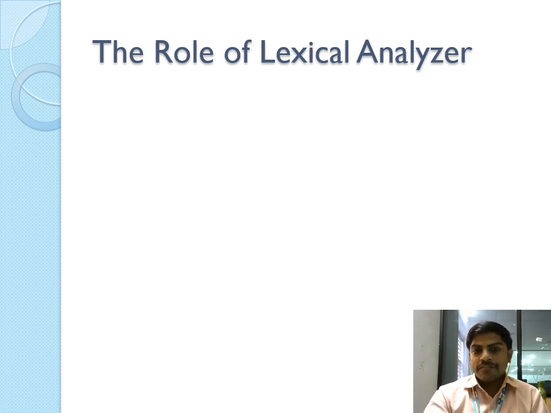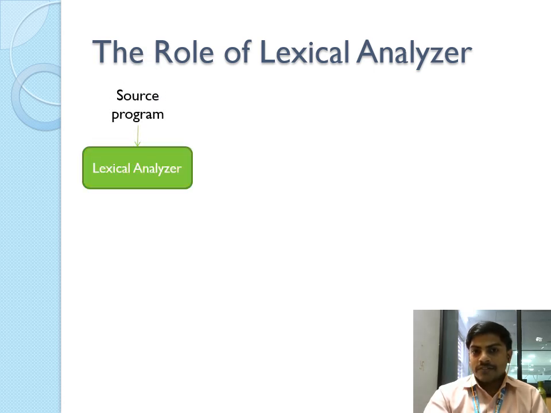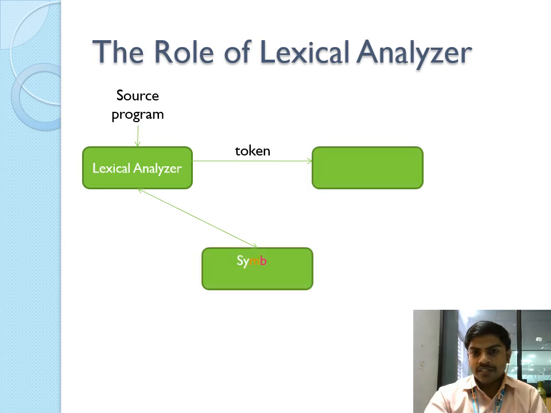Let us get it from the phases of compiler. There is a source program which is fed into the lexical analyzer. Further, this lexical analyzer generates tokens and communicates the tokens with two different entities. What are those? One is the syntax analyzer, otherwise called the parser, and the other is the data structure called the symbol table.